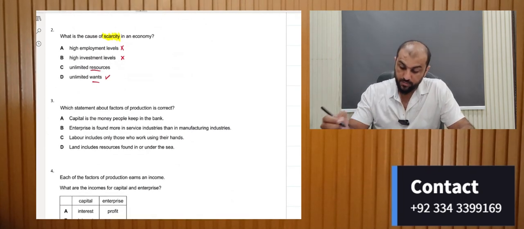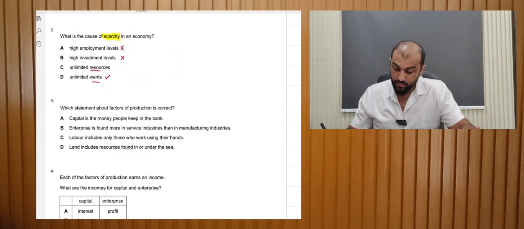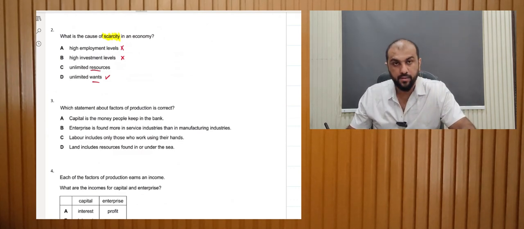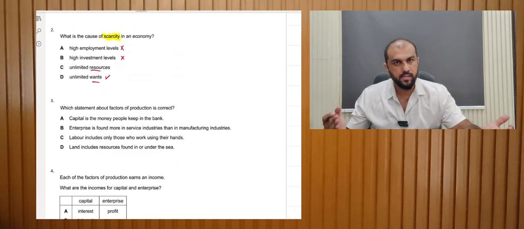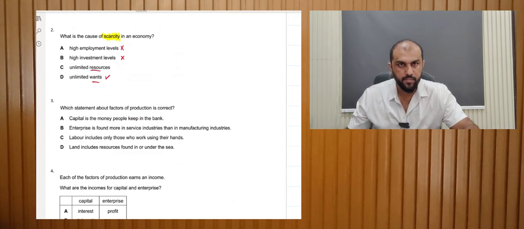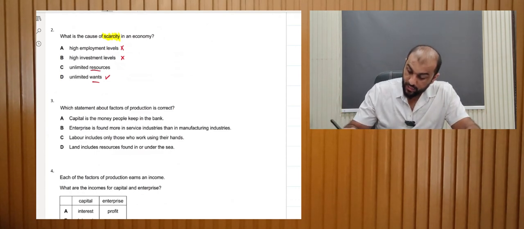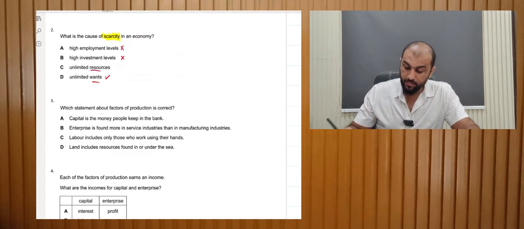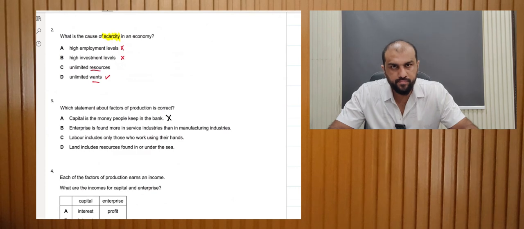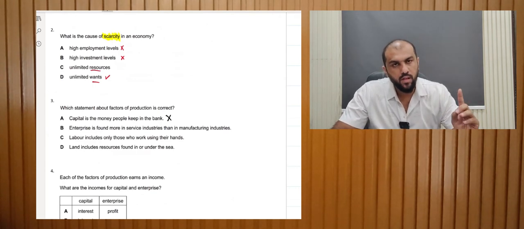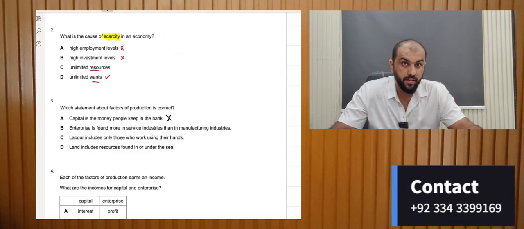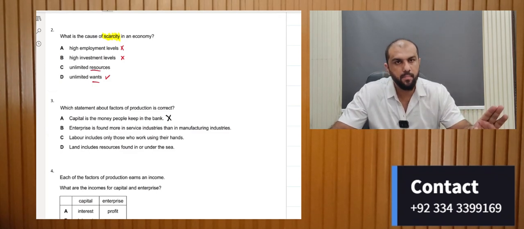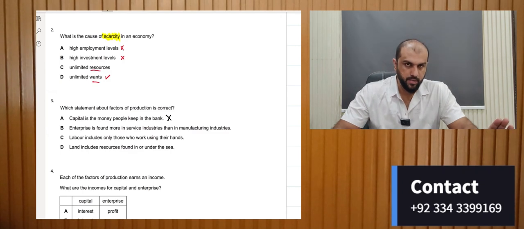Okay, the next MCQ. Which statement about factors of production is correct? All right, there are 4 factors of production, also known as resources: land, labor, capital, and entrepreneur. Capital is the money people keep in the bank. This is incorrect. A lot of students tend to confuse this. Money is not capital in economics. It is capital in business studies and also in accounting. But in economics, man-made resources are capital, and that is the only thing that you should know.